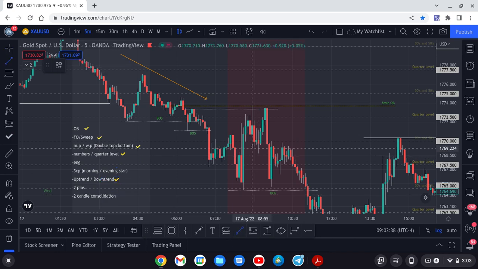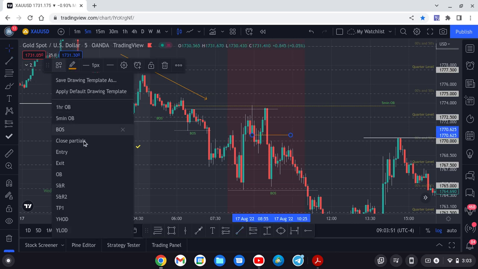Now we're gonna enter our trade after this pin hammer closes. You might know it as a different name, that's okay. This is what I refer to as a pin hammer. So after it closes, that's where I'd enter my trade.